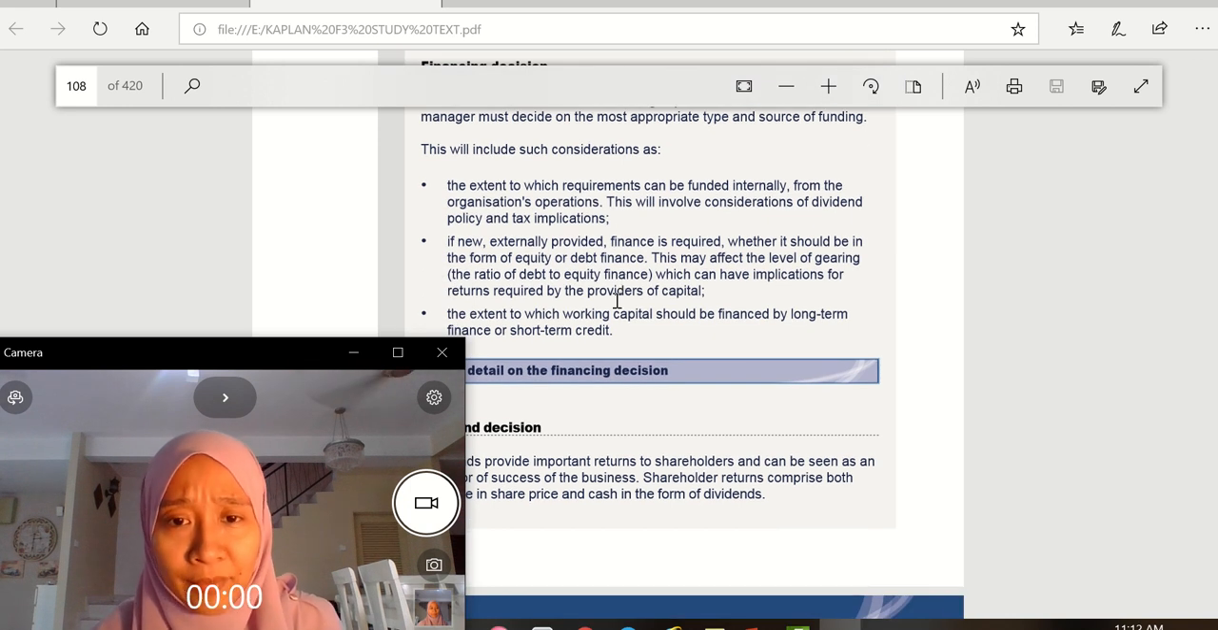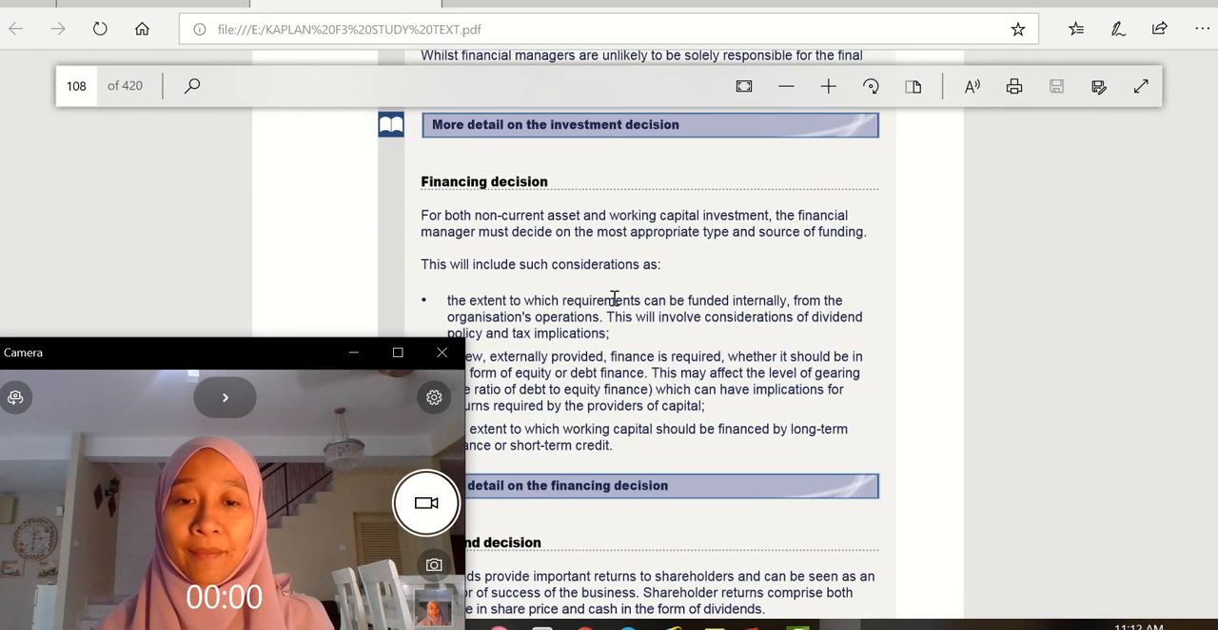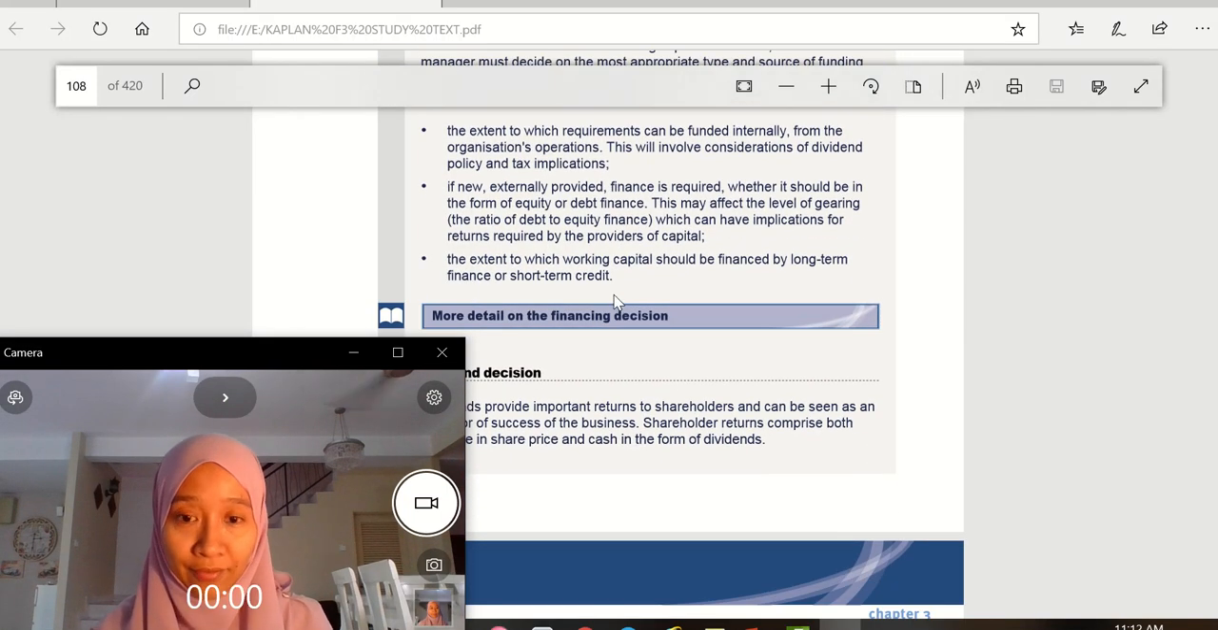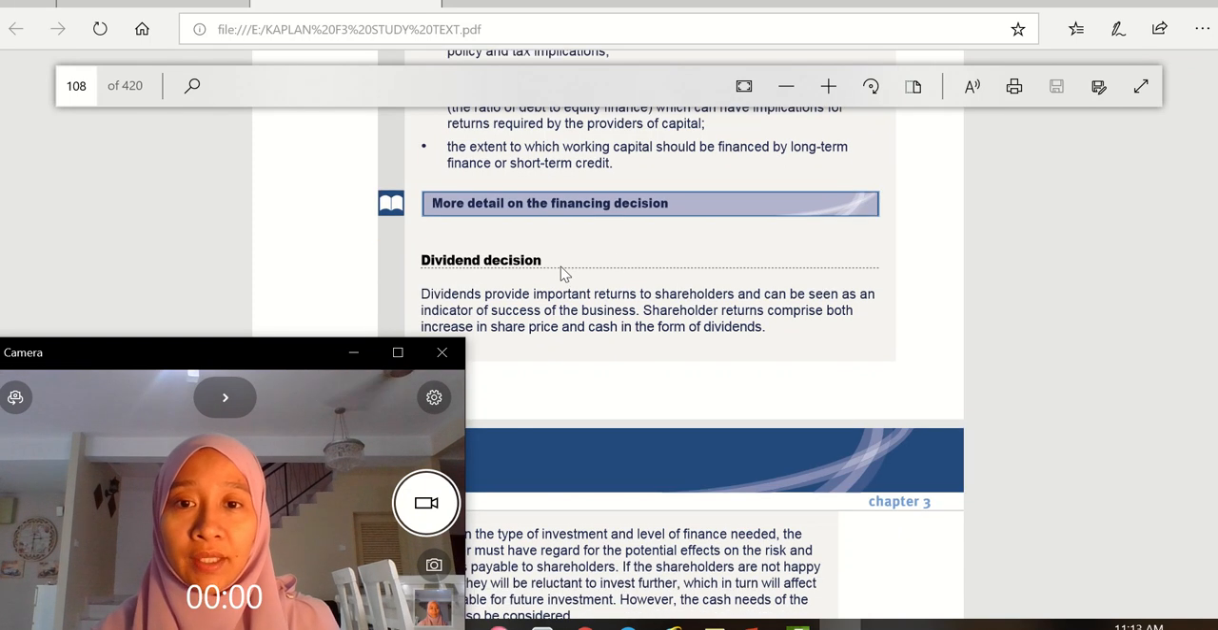And then, if new externally provided finance is required, the first option is issuing shares, and the second is taking loans from banks. There is also the extent to which working capital should be financed by long-term finance and short-term credit. These are the decisions that people normally make. If you need money now in a very short period of time, sometimes a company will take factoring facilities from the bank, or any short-term loans.